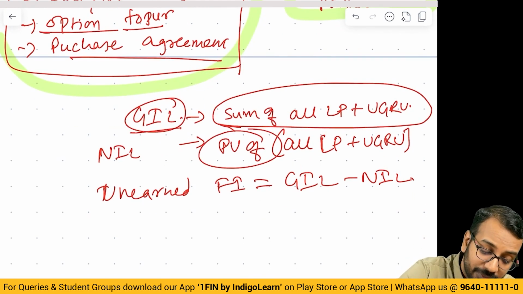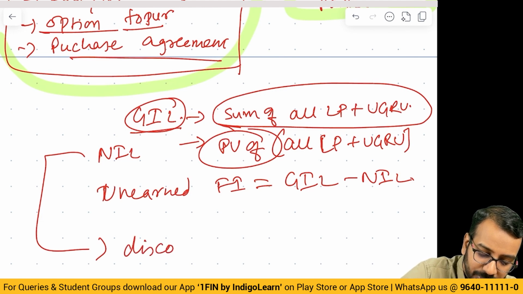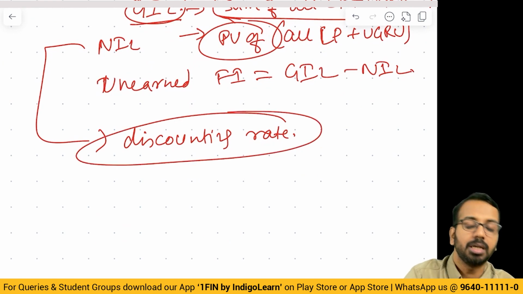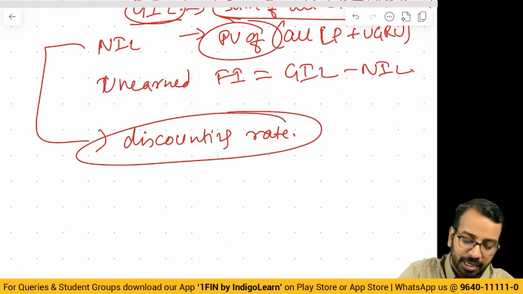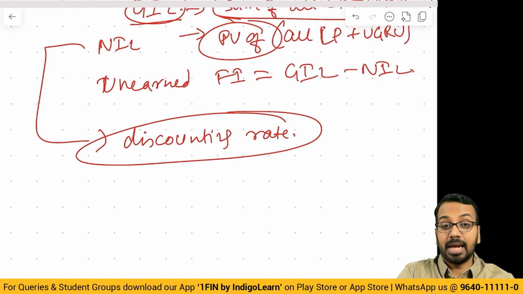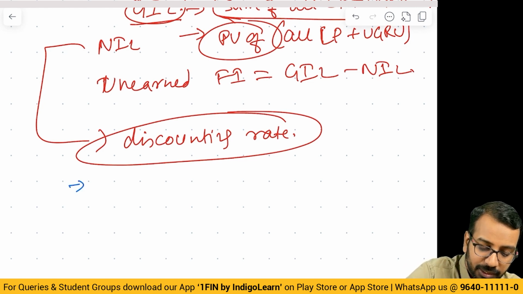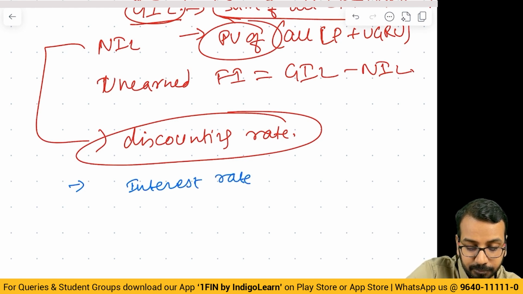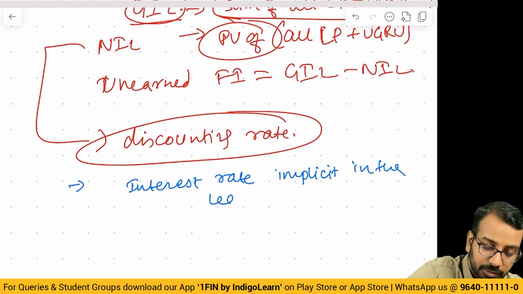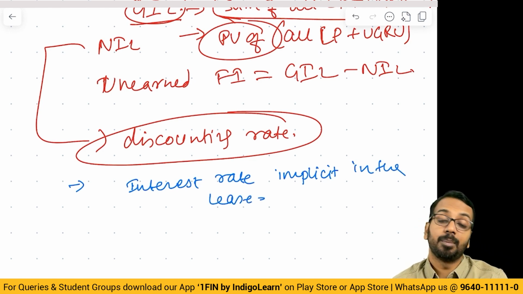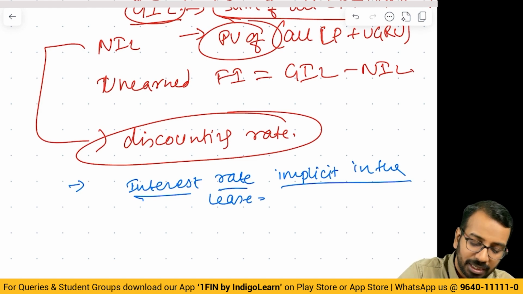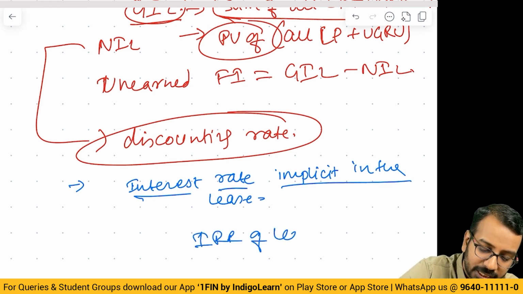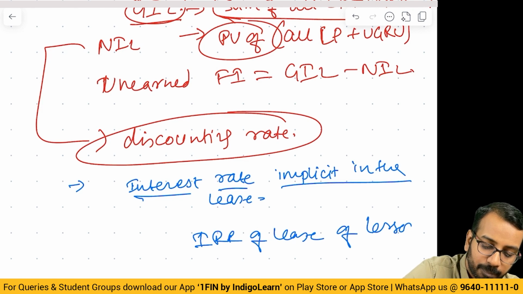Now, when I say present value, I need to know what is the discounting rate. As far as discounting rates are concerned, the standard says that the discounting rate is the interest rate implicit in the lease. So what is this interest rate implicit in the lease? Basically, the IRR of the lease of the lessor.